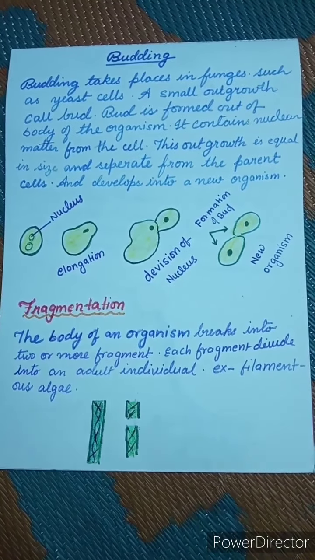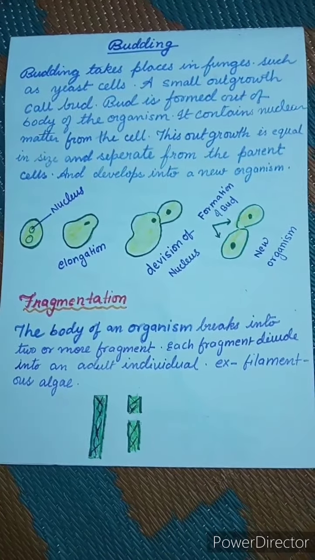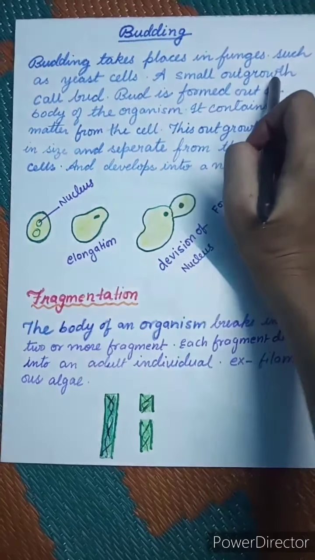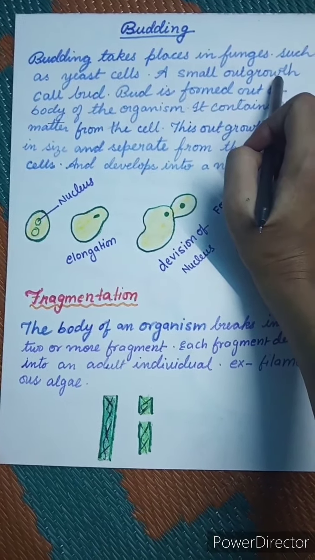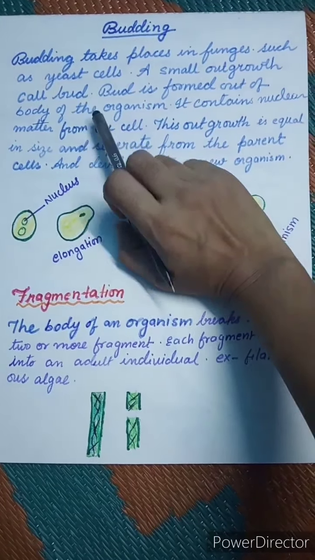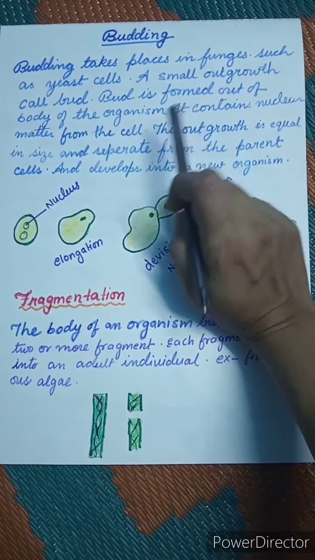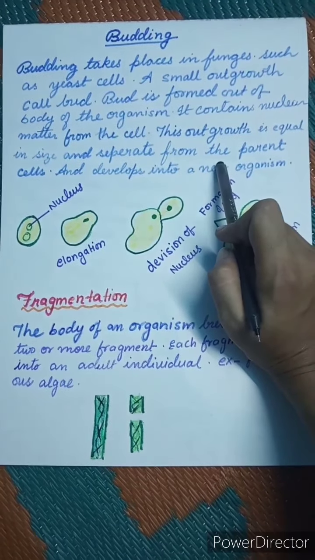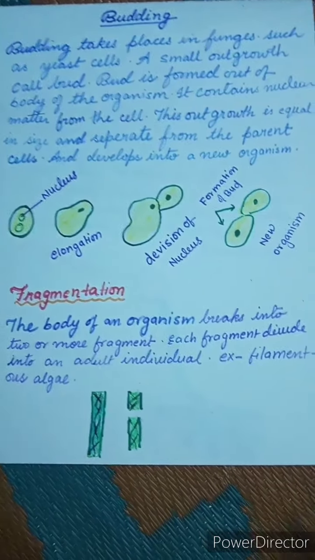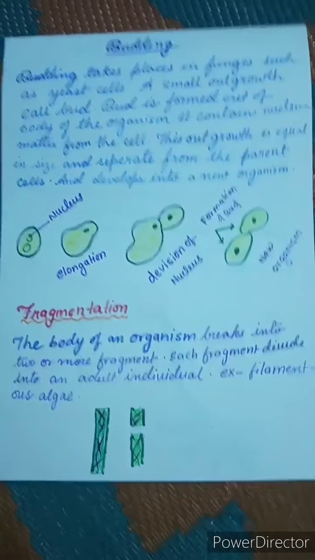Today we are going to study the other methods of asexual reproduction, and let us start with budding. So children, budding takes place in fungi such as yeast cells. A small outgrowth called a bud is formed on the body of the organism. It contains nuclear matter, and this outgrowth is equal in size, and later it separates from the parent cell and develops into a new organism. So let us see the diagram.